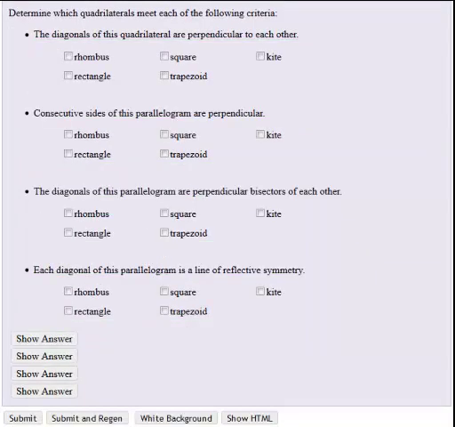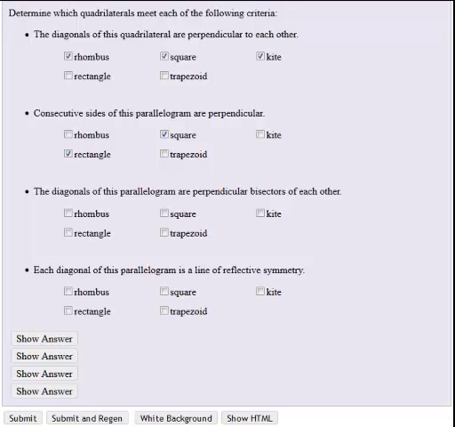In this problem, we're asked to identify which figures have diagonals of this quadrilateral that are perpendicular to each other. So now it's general to a quadrilateral. So the quadrilaterals that have perpendicular diagonals are rhombus, so a square fits under that category, but also a kite. Consecutive sides of this parallelogram are perpendicular to each other. That's true for a rectangle, and a square is also a rectangle.